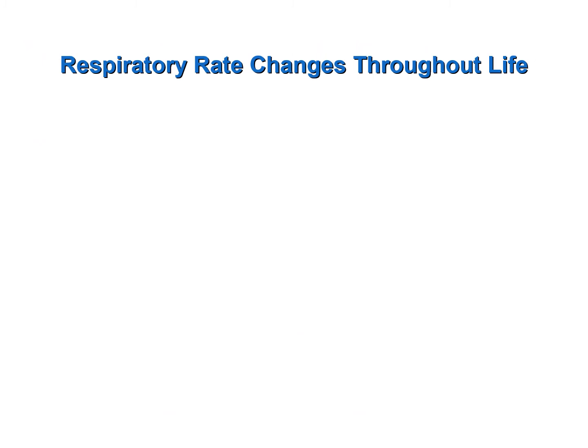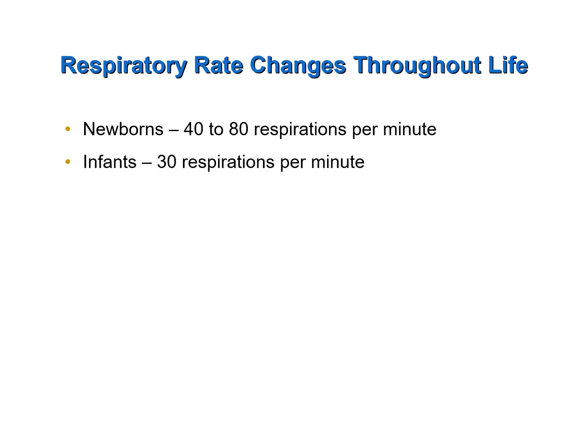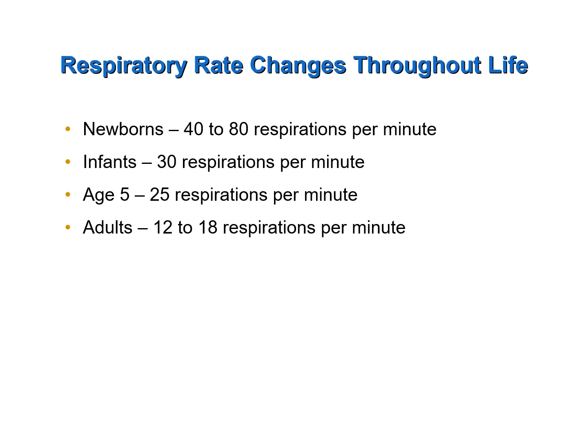Let's look at how respiration rates change with age. Newborns have the highest respiration rates, somewhere between 40 and 80 breaths per minute. When they are infants, that's around 2 months, respiration rate has declined to about 30 respirations per minute. By age 5, it's down to 25. And then between age 5 and when one is an adult, and we're going to consider an adult about 18, respiration rate is down to somewhere between 12 and 18 respirations per minute. And then after that, respiration rate tends to stay relatively stable until you hit old age, around 70 plus, and then we see a slight uptick in respiration rates.